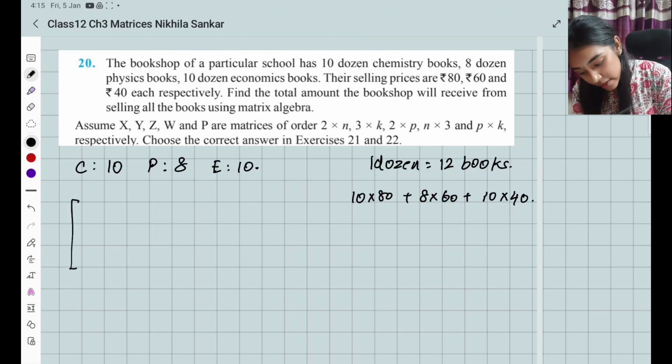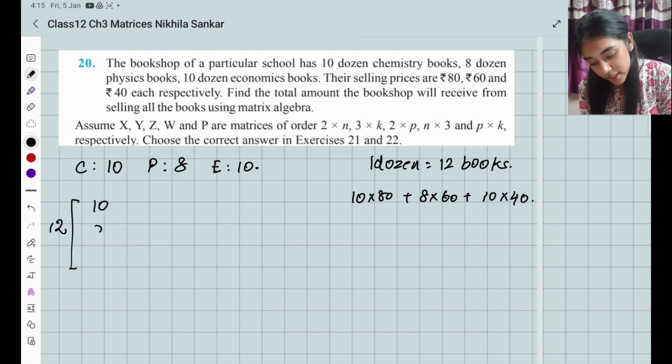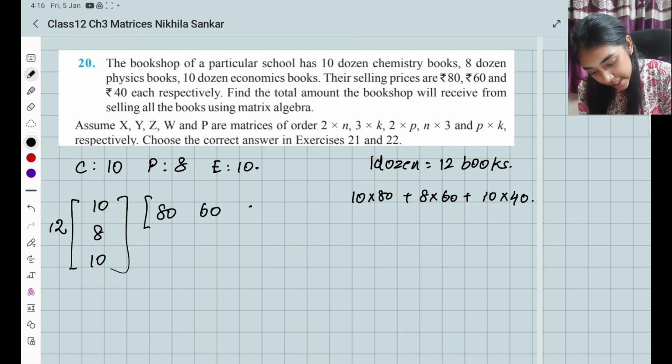So நான் எப்படி எழுத போறேன்? First of all, I'm going to write 10 dozen எல்லாமே. So I have to multiply by 12. So 10, 8, 10. So these are all going to be the books and the prices are going to be 80, 60, 40. இப்போ நான் இதை எப்படி multiply பண்ண போறேன்?